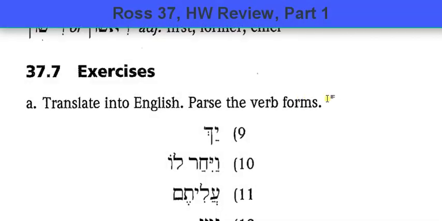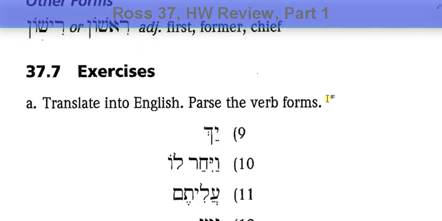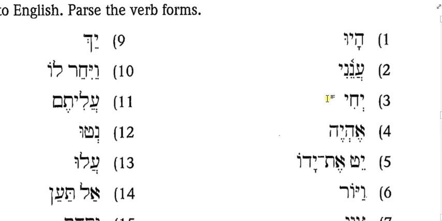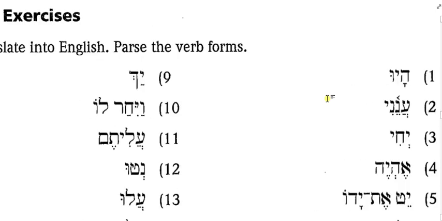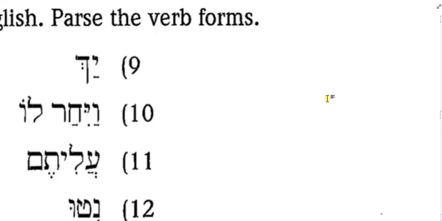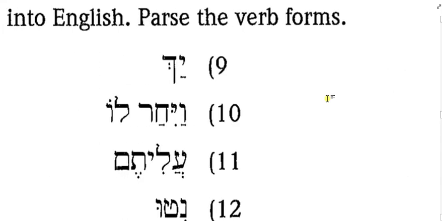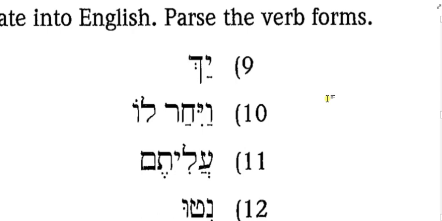Okay, so homework for 37. Questions here? Somebody wants number 9. That's a toughie, isn't it? Okay, so what do we have here? Number 9 is the word Yah. Yah. Yes.